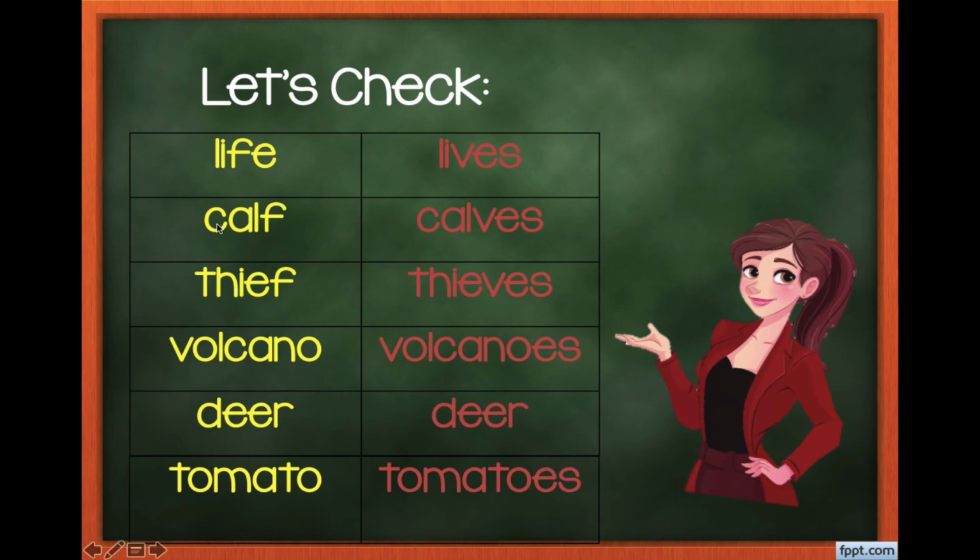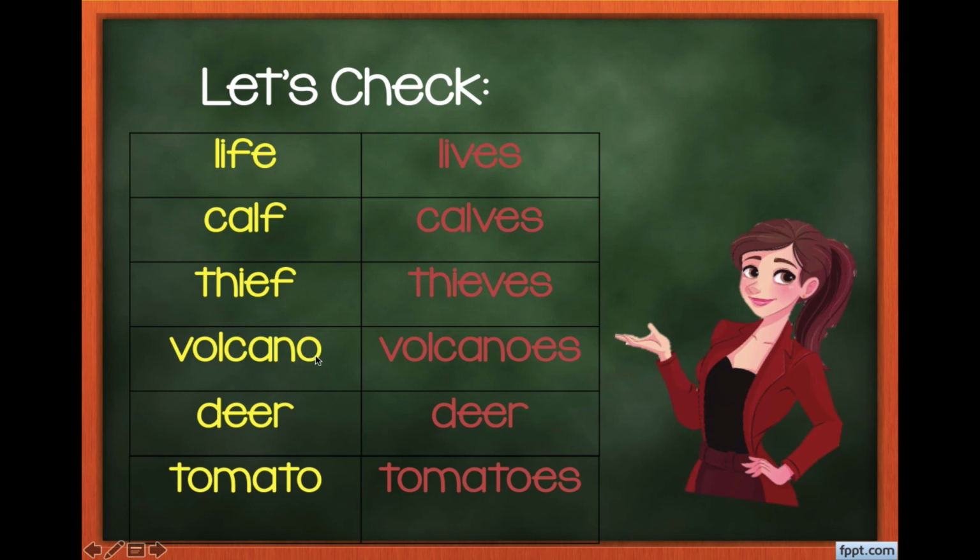The next word is calf. Calf ends in an F, so I drop the F, make it a V, and add ES to become the word calves. Thief also ends in an F, so I drop the F, replace it with a V, and add ES to make the word thieves.